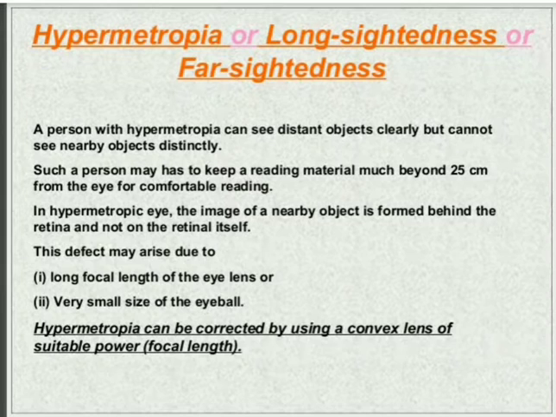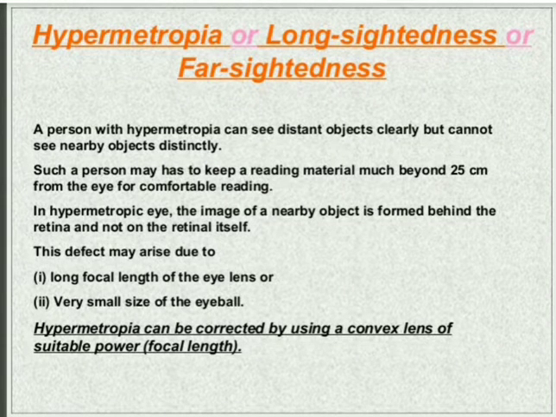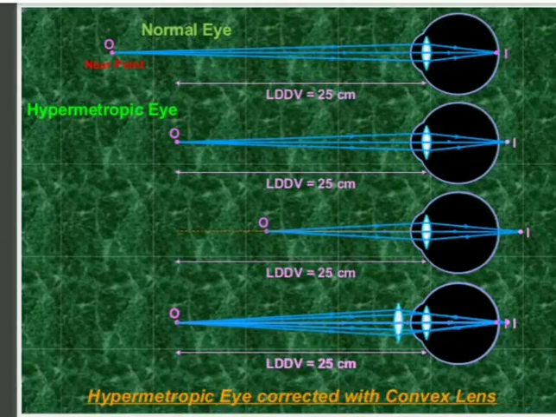After that we did hypermetropia. Another name given to hypermetropia is long sightedness, isn't it? And we can correct hypermetropia by using a convex lens of suitable power.